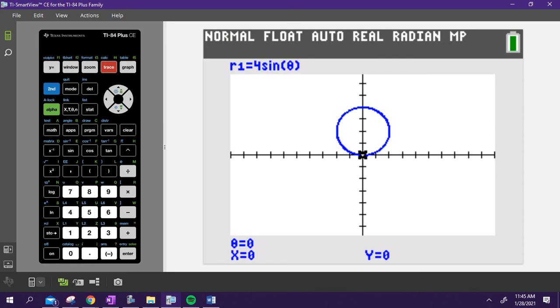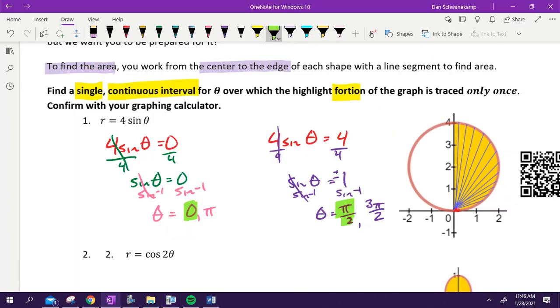Let's hit the trace button. Oh yeah, I'm starting down here at the bottom. That's where I want to start. If I hit the arrow, I'm going around from 0. I go around, I go around, I go around to right there. That's where I want to stop. Well, look at my theta. My theta right here says it's 1.56. What do you think 1.56 is if we're talking about radian angles? Pi over 2, right? That's like 3.14 cut in half. So we think it's 0 to pi over 2.